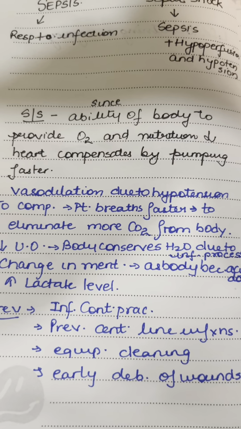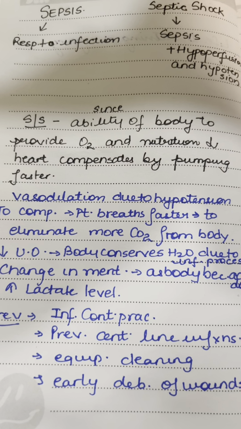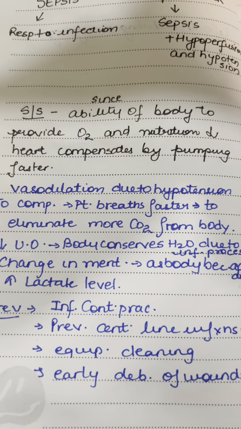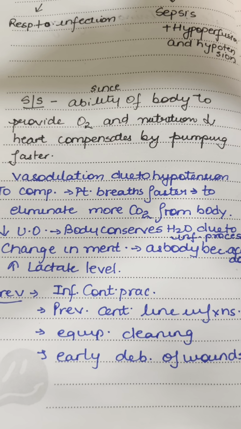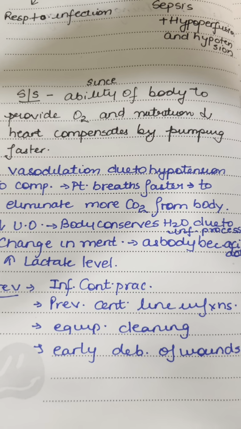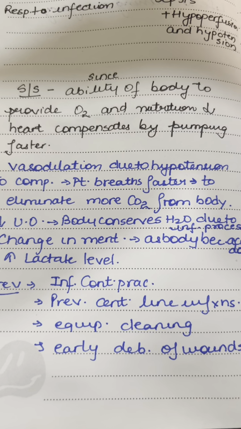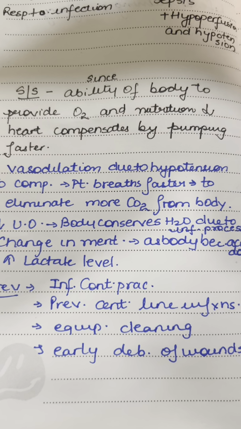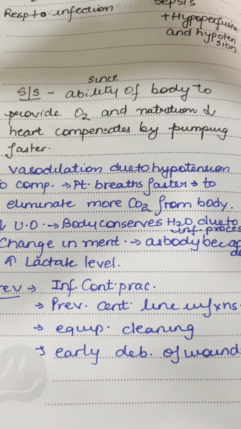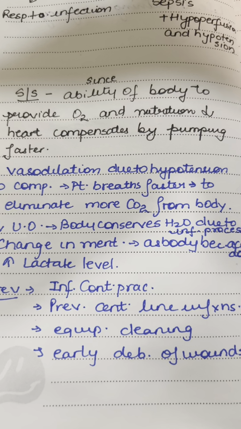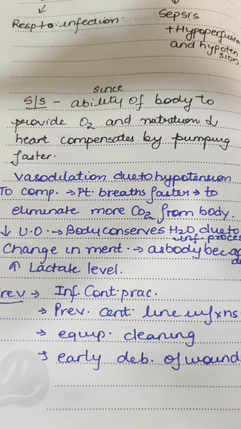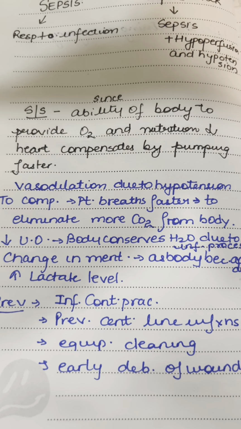The initial signs and symptoms you would see in a patient would be tachycardia, fever, low blood pressure, hypotension, change in the mental status. The patient will have change in the mental status. You will see decreased urine output. So these are the basic signs and symptoms you would assess in a patient when the patient is on the pathway to sepsis.